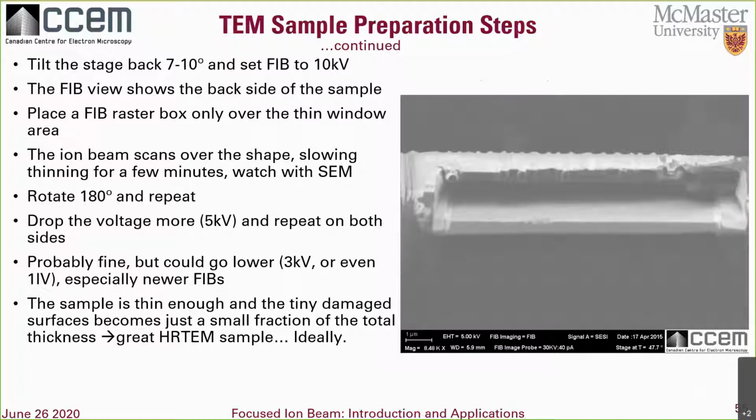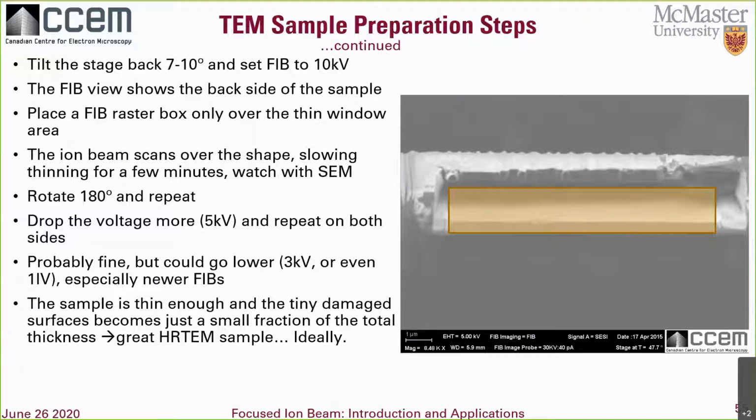A FIB raster box is placed only on the thin window area, and the ion beam just scans over that shape, slowly thinning it for a couple minutes on each side while I watch the progress in SEM, then rotate the stage and repeat on the other side. For HRTEM, 10 kV isn't quite good enough. We still want less damage, so drop the voltage to 5 kV and do it again on both sides.